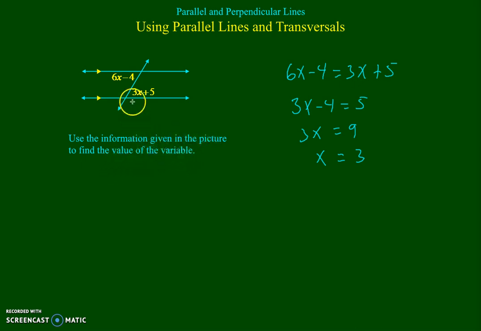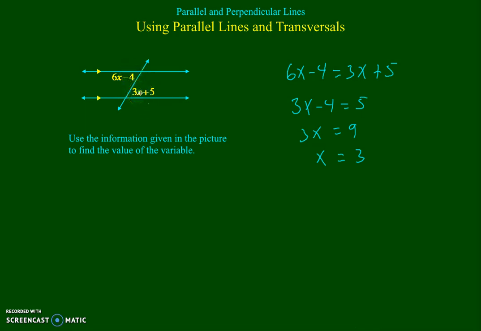Now, the question asks us, use the information in the picture to find the value of the variable. It didn't ask us to find the value of the angles. We could do that. That's all we'd really have to do is just substitute this in here to find the measure of the angles. But there's the value of x. And that's really all there is to these problems. So the first step, classify what you have, determine what the angle pairs are, and then figure out how to answer the question. In this case, it was simply setting the expressions for the angles equal to each other.